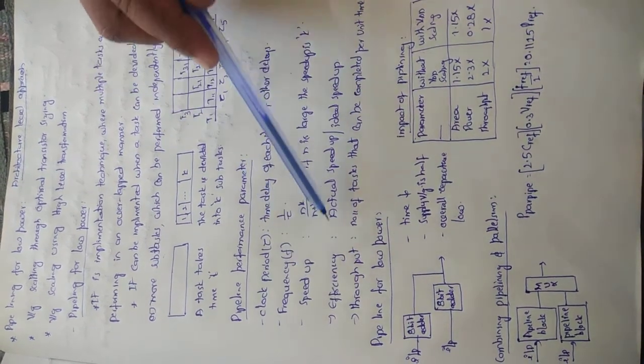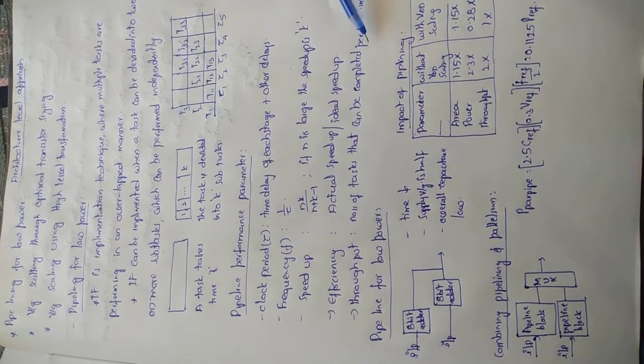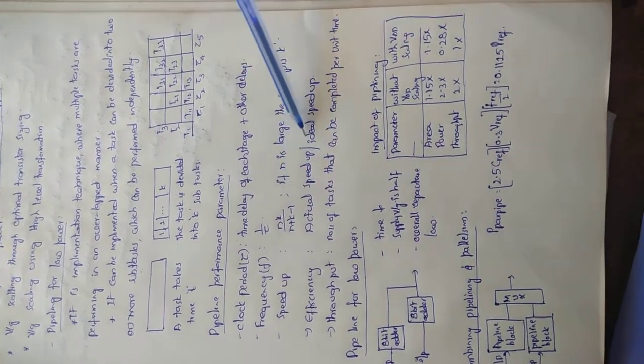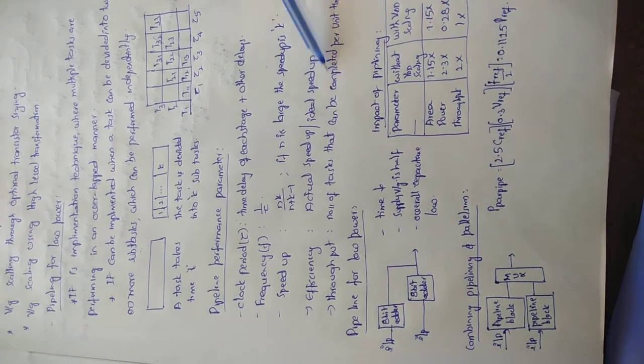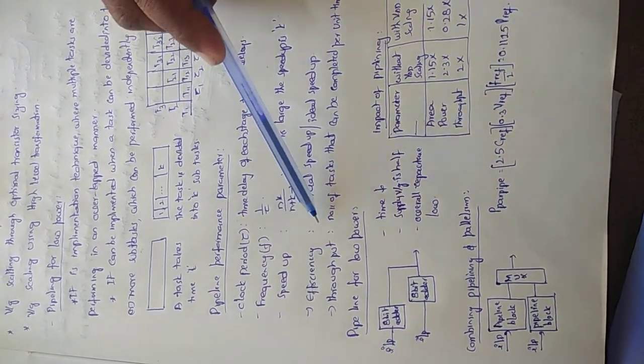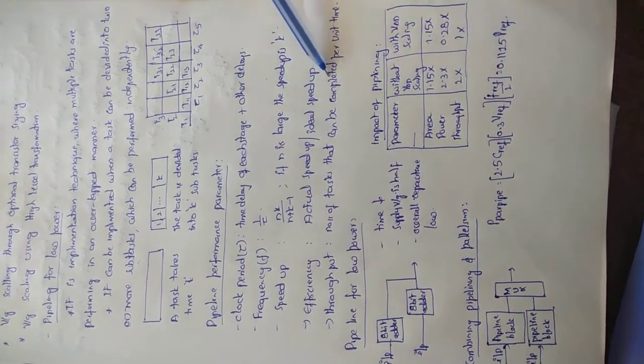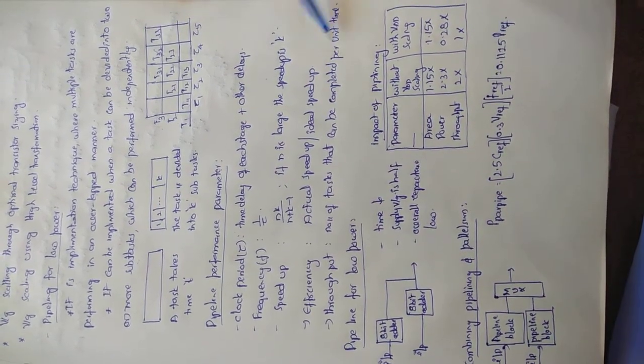The next one is efficiency. Efficiency is the ratio between actual speed up and ideal speed up. The next one is throughput. Throughput means the number of tasks that can be completed per unit time.